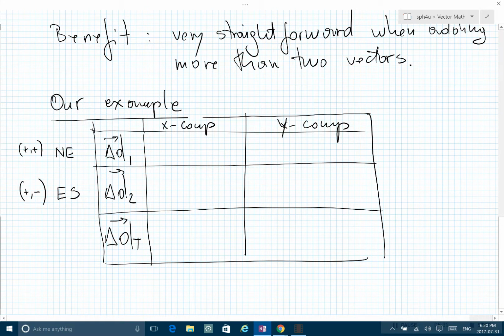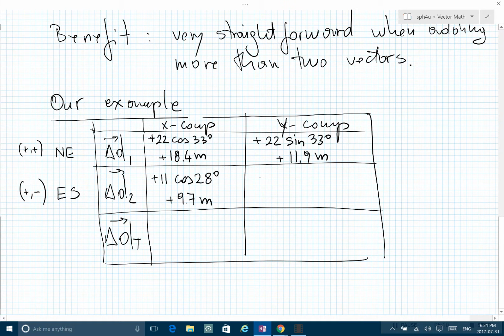So let's start with the x component for delta d1, which is plus 22 cosine 33 degrees, which turns out to be approximately 18.4 meters. The y component is, again, plus 22 sine 33 degrees, which turns out to be roughly 11.9 meters. And I do the same with the second vector. Again, the x is positive, so plus 11 cosine 28 degrees, which is 9.7 meters, and minus 11 sine 28 degrees, which is negative 5.16 meters. Remember what negative means here. It means that it's in the south direction.